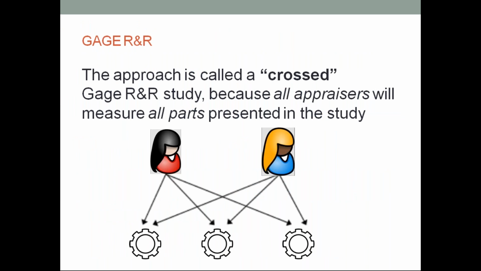The approach is called a crossed Gage R&R study because all appraisers will be measured, and all parts presented in the study. So when you're picking what type of Gage R&R study you're doing, especially if you're in Minitab, you use the cross point.